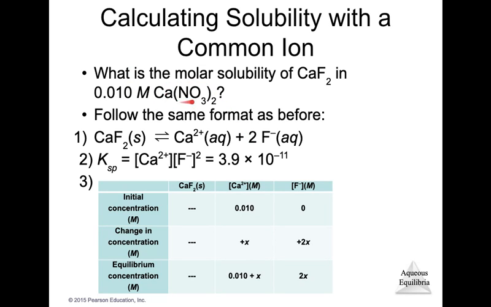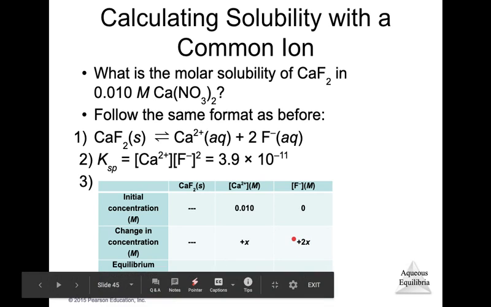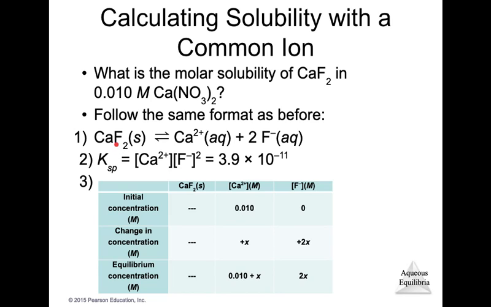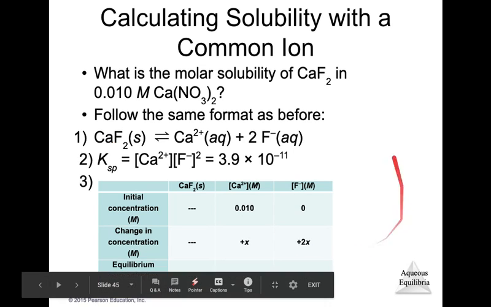So when this calcium nitrate is dissolved in the solution, you know you're going to have a 0.010 molar concentration of calcium, and you're going to have a 0.020 molar concentration of the nitrate, because there are 2 nitrate ions for every 1 calcium ion that will dissolve. We start off with those initial values and add our x. Remember that I'm adding 2x here because there are 2 fluoride ions for every 1 calcium ion, and then you get your equilibrium concentration.